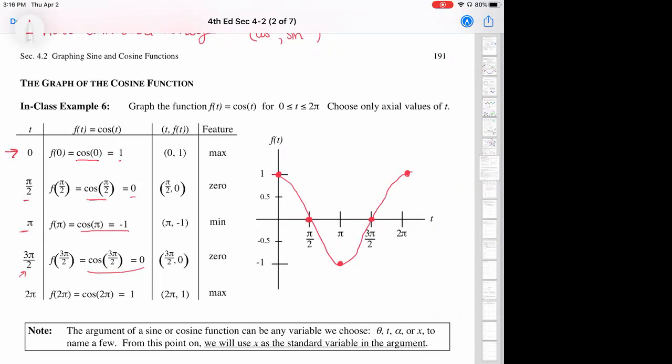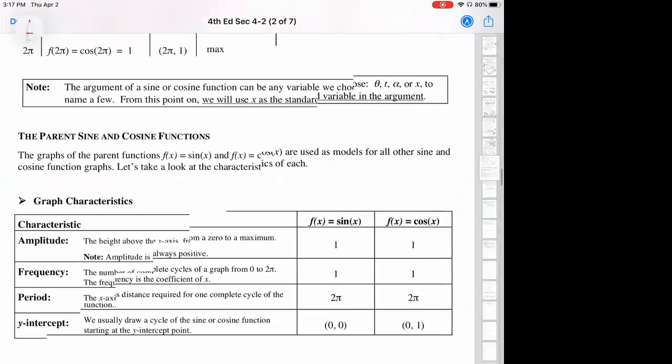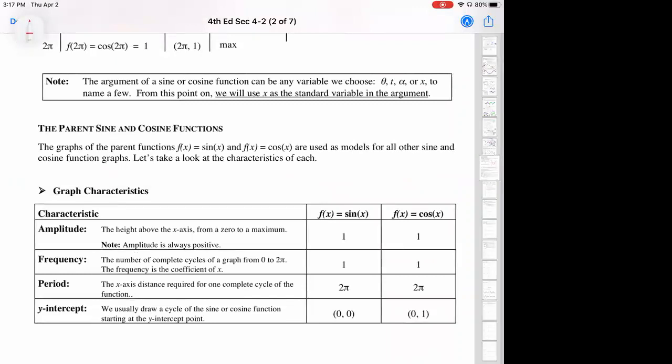And that's our cosine function. That's one cycle of the function. Notice that for a parent function without any shifts or changes to the frequency, one whole cycle is one whole unit circle. The argument of sine and cosine functions can be any variable we choose: theta, t, alpha, or x, to name a few. From this point on, we will use x as the standard variable of the argument.